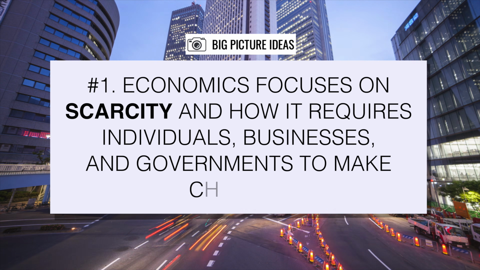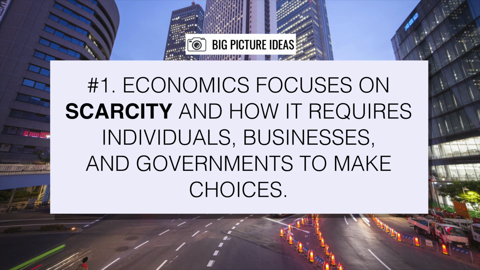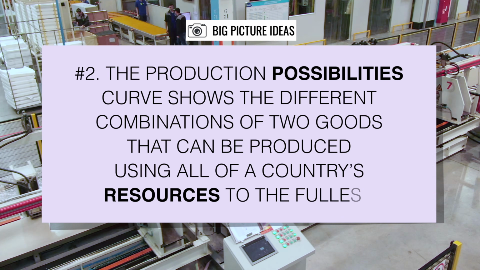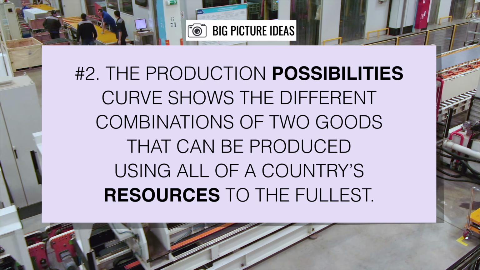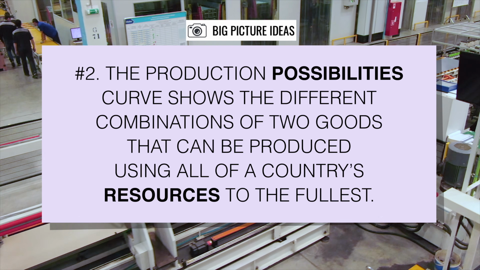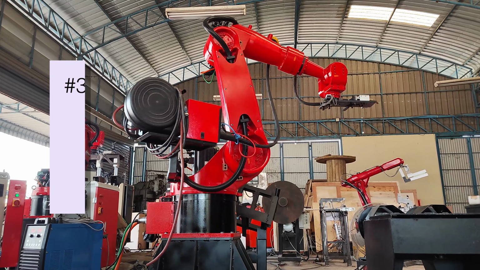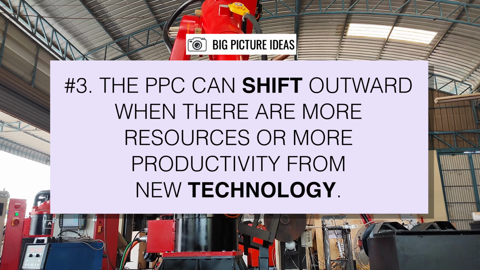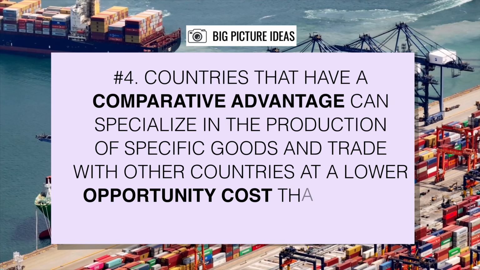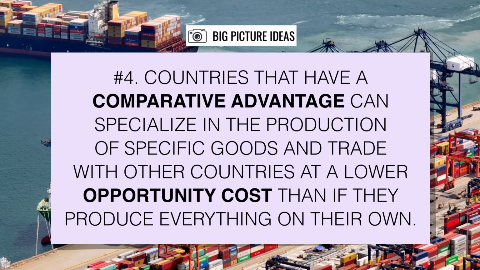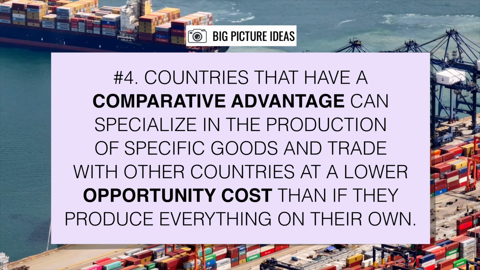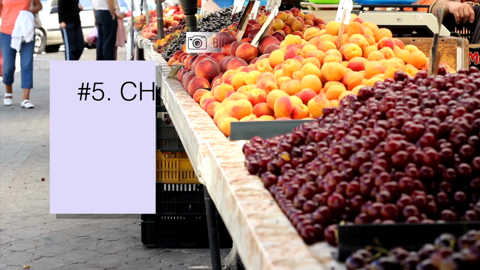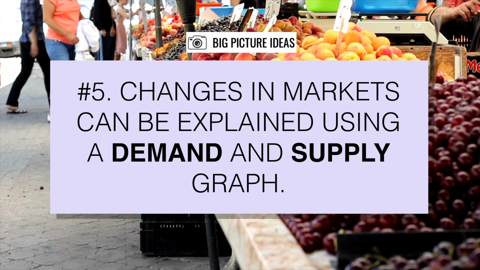Number 1, economics focuses on scarcity and how it requires individuals, businesses, and governments to make choices. Number 2, the production possibilities curve shows the different combinations of 2 goods that can be produced using all a country's resources to the fullest. Number 3, the production possibilities curve can shift outward when there's more resources or more productivity from new technology. Number 4, countries that have a comparative advantage can specialize in the production of specific goods and trade with other countries at a lower opportunity cost than if they produce everything on their own. And number 5, changes in markets can be explained using a demand and supply graph.